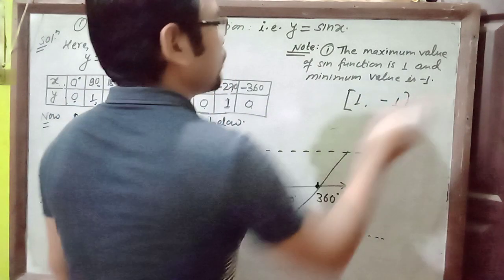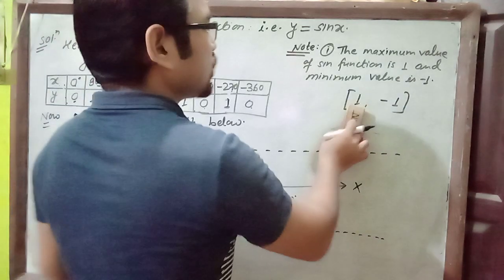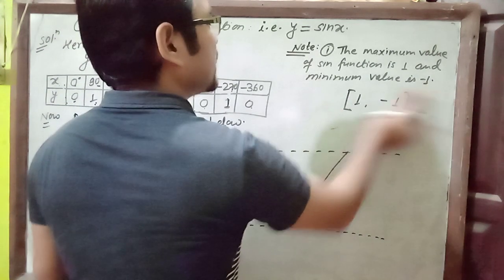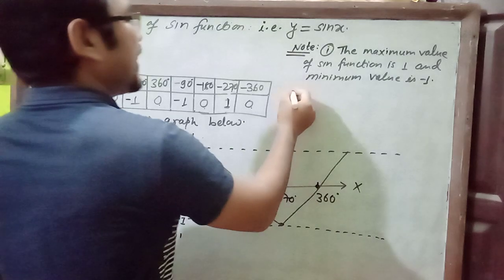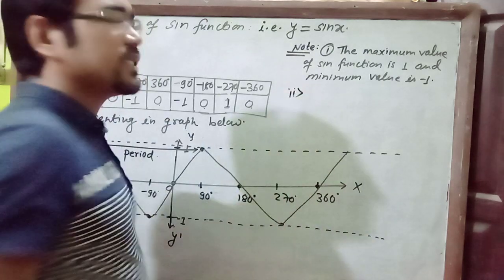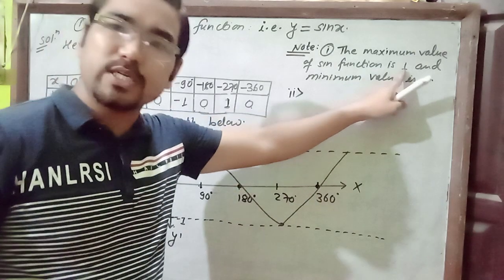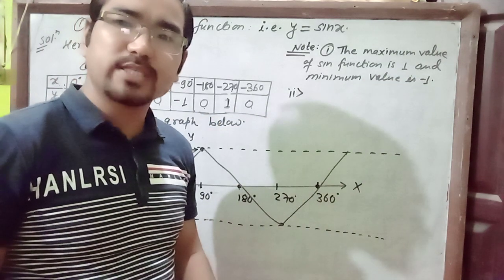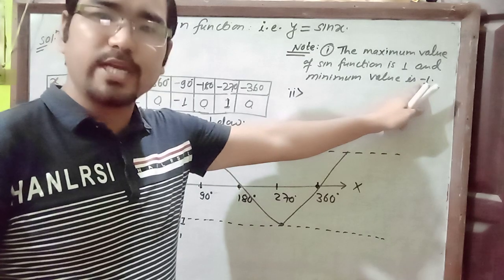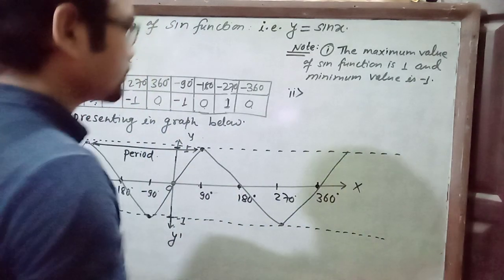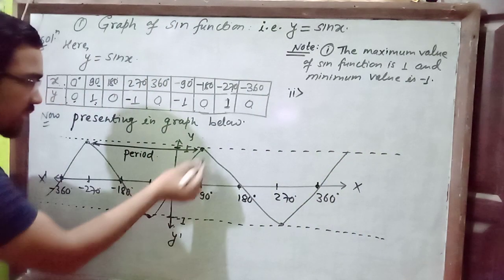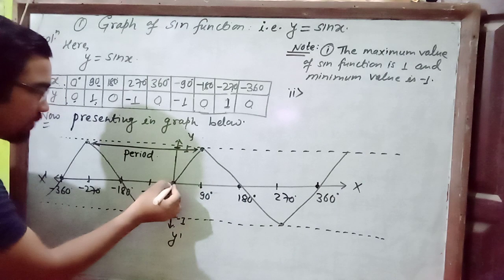Otherwise, -1 to +1, it can be either direction, you have to understand. Next number, sometimes it says what is the maximum value of the sine function, so we have to write the maximum value of sine function is 1. What is the minimum value of the sine function, then we have to write -1 like this. Very short question. Next one is, here the graph is cutting the y-axis at the point 0.